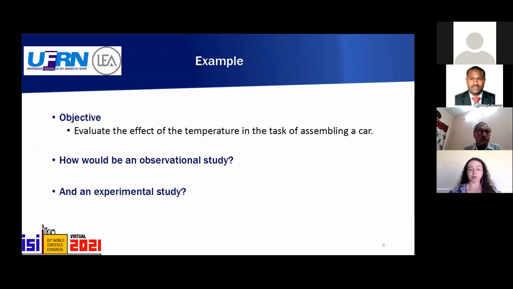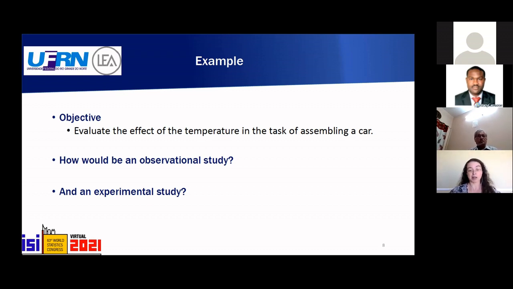Let's suppose that you want to study the effect of the temperature in the task of assembling a car. So how would you do an observational study? As the name says, we just observe the environment. We will go to the factory on specific days and we will observe what the temperature is and how the assembly is going.